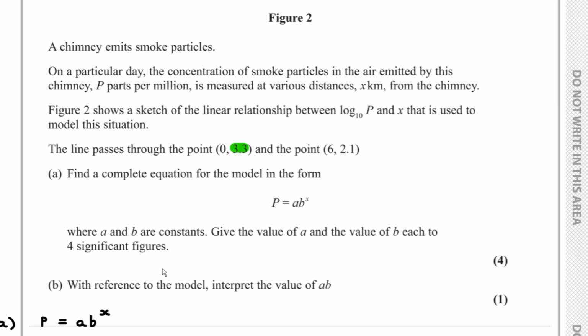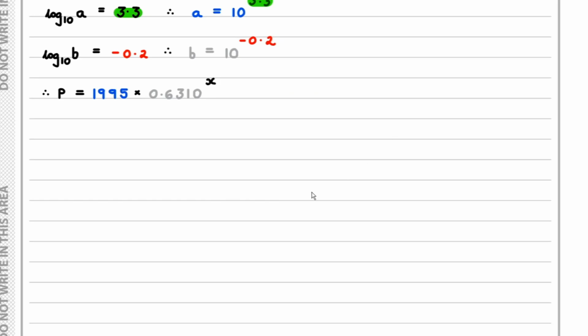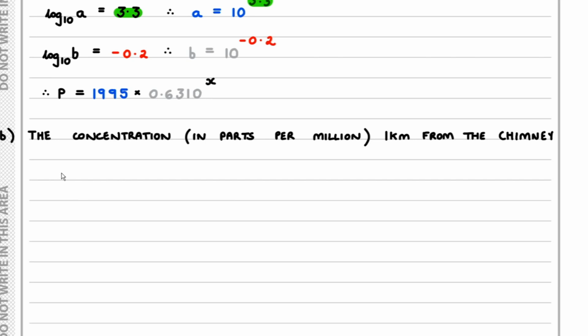Part B, with reference to the model, interpret the value of ab. What we know so far is the concentration of smoke particles in the air emitted by this chimney, P parts per million, is measured at various distances x kilometers from the chimney. Which means for part B, the value of ab would represent the concentration in parts per million 1 kilometer from the chimney.